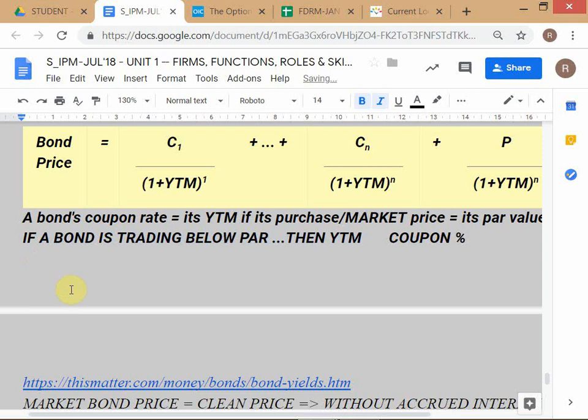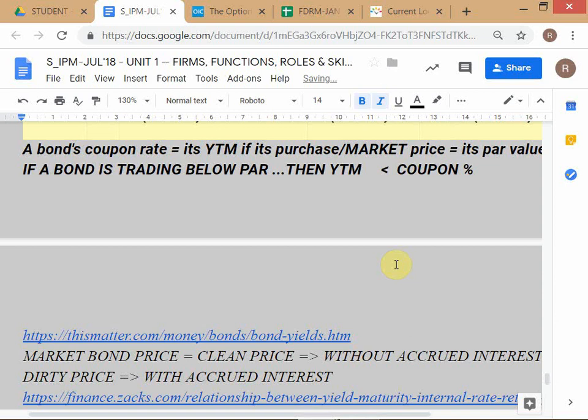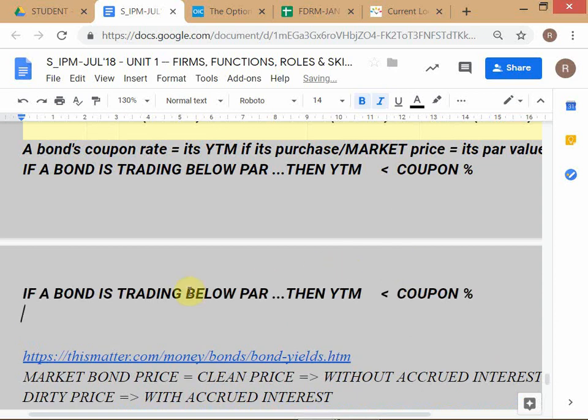Okay, all right, so YTM is leading, you're saying that this should be less than the coupon rate, and so therefore if a bond is trading above par, then therefore this should be greater? Yes. Okay, everyone is in agreement with this?